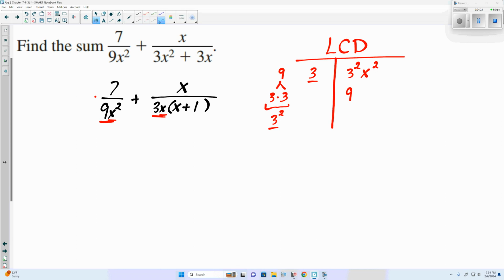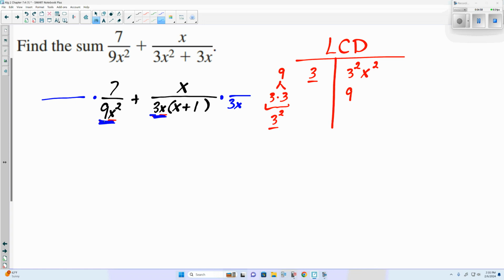Looking at this so far, if I want to turn the 3x into 9x squared, what do I need to multiply the 3 by? Yes, 3 times 3 is 9. They're the same. For the x, I need it to be x squared, so I need to multiply by x. Because if we multiply the 3x by 3x, we get 9x squared, yes? Those are the same. Over here, we've now made the 9x squared and 3x the same by multiplying the 3x by 3x.